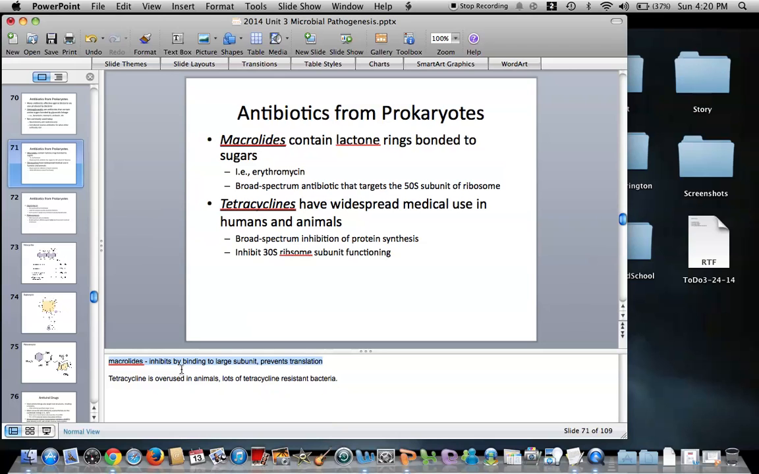Microbiology inhibits by binding into a large target subunit, prevents translation. Oh, so that lactone ring, since it binds to the large subunit, it stops translation.